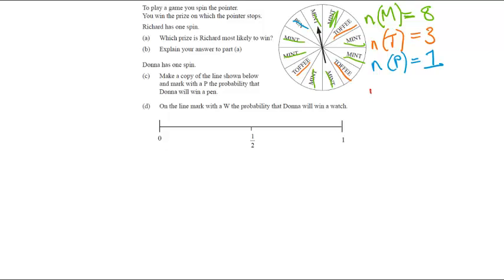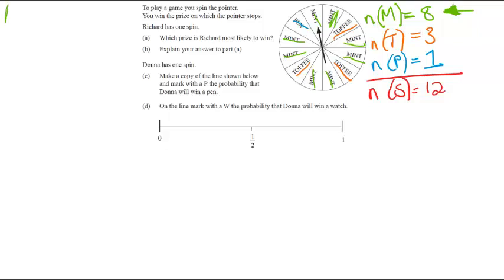Which begs the question, what is our total sample size? I'm going to add all of this up, and that gives me a total of 12. I've got 12 possibilities happening here. Let's answer question number A. A is asking, what is most likely? Obviously, most likely is going to be a mint, because it is 8 out of 12. Mint is most likely.